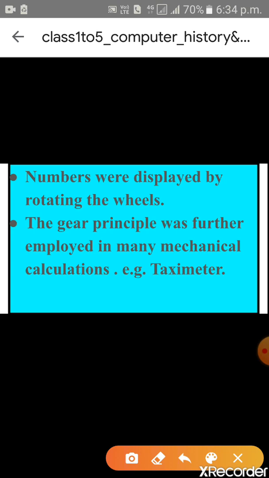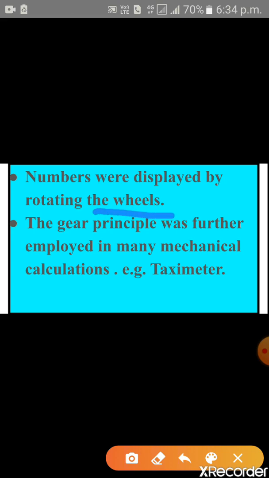Numbers were displayed by rotating the wheels. The gear principle was further employed in many mechanical calculations, for example, taximeter.